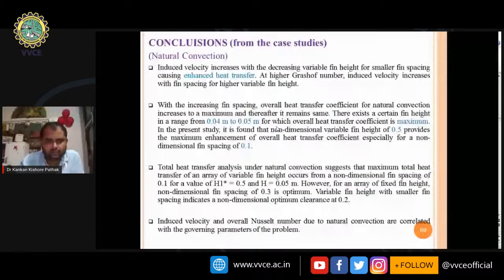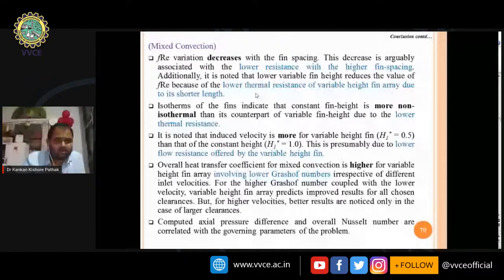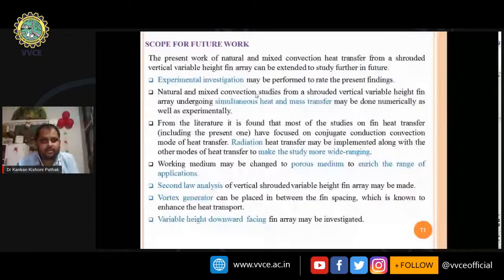Now conclusions, we can say that the induced velocity increases with the decreasing variable fin height for smaller fin spacing, causing the enhanced heat transfer. And we have the mixed convection, these results are obtained. And for scope for the future work, the present work of natural and mixed convection heat transfer from a shrouded vertical variable height fin array can be extended to study further in future. Experimental investigation we have not done. We can do the experimental investigation, maybe performed to validate the present findings.